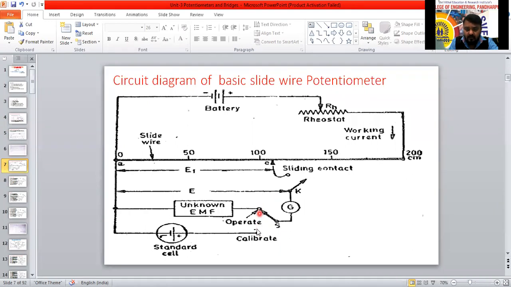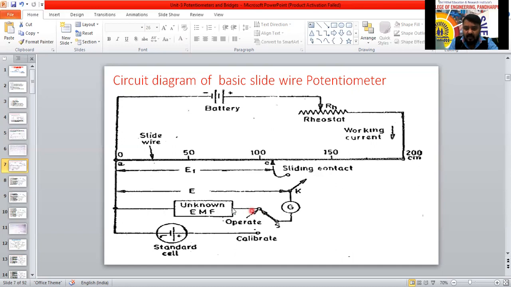Suppose if two terminals are there, double throw, 2 points are there, one point we are using as operating mode, another one we are using as calibrating mode here. In the operating mode we are going to measure the unknown voltage. The calibrating mode we are going to check whether it is correct or not, here the calibrate mode and operating mode.